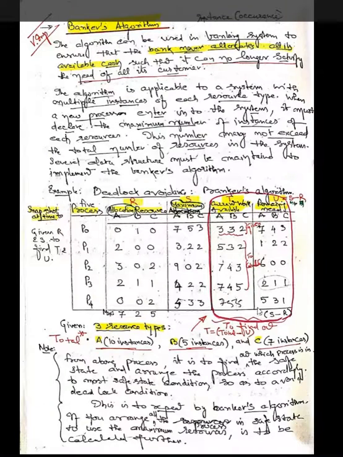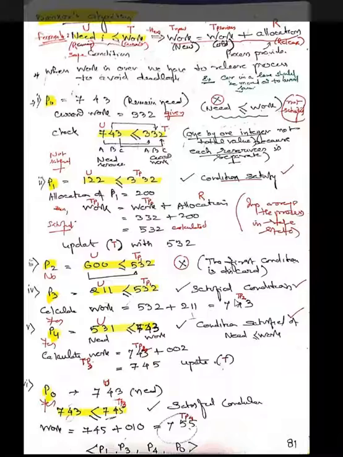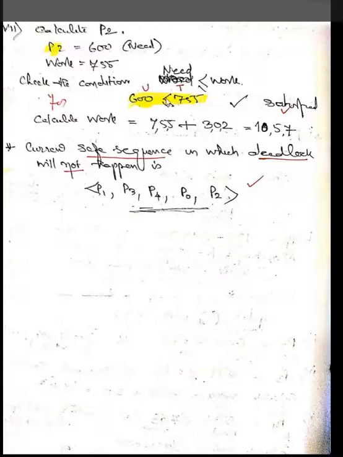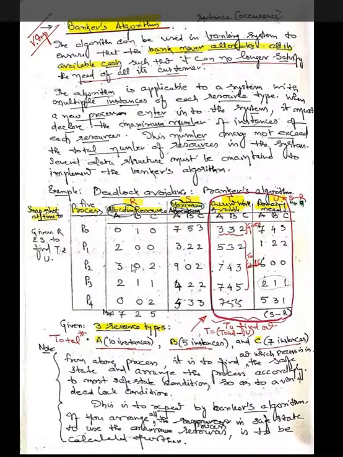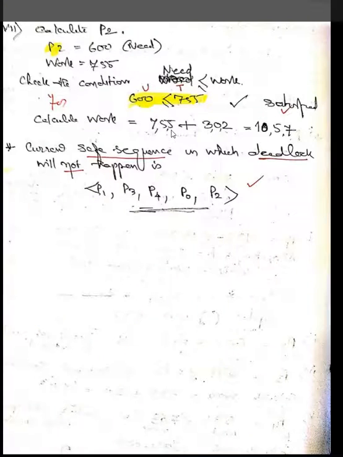Now, once 755 is the available resources, the next one left behind is 600. 600 is compared with 755, and it is satisfied. P2 has an allocation of 302, which is added, and the total becomes 1057.